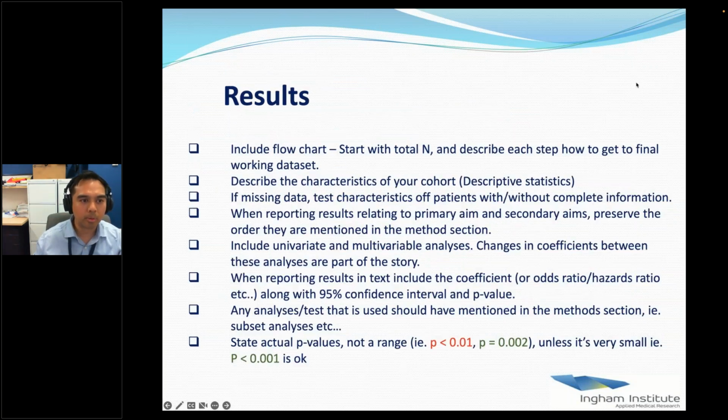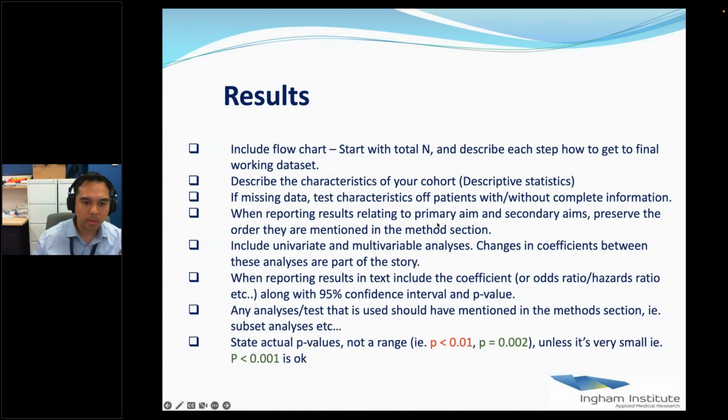Results: other presenters will talk more thoroughly about these, but my general set of things I look for is to include a flowchart, which is especially important if you've had to apply a large number of exclusion criteria. Of course, you describe the characteristics of your cohort using descriptive stats. If your data is missing, you want to do some sort of test to see what the demographic characteristics are of patients with and without complete information.